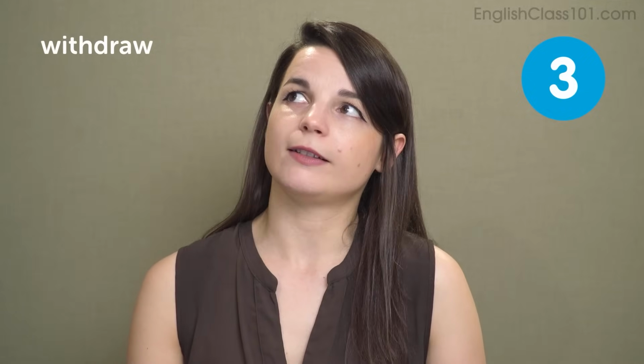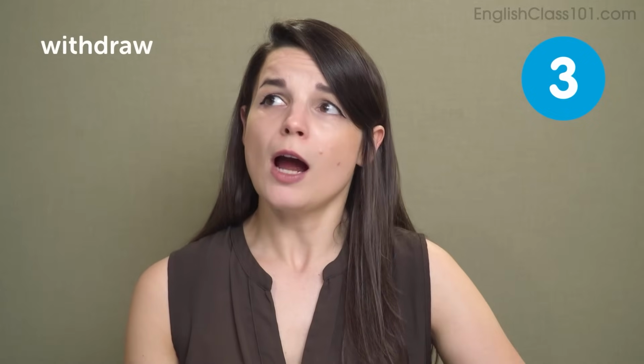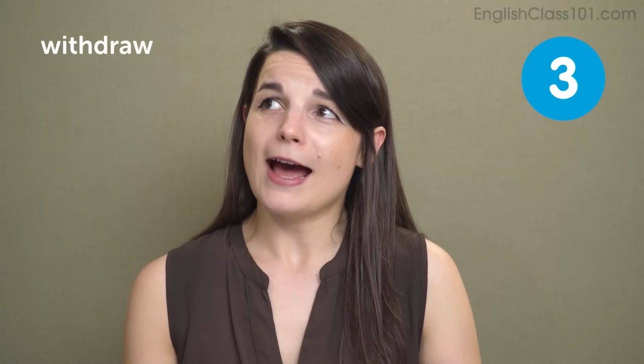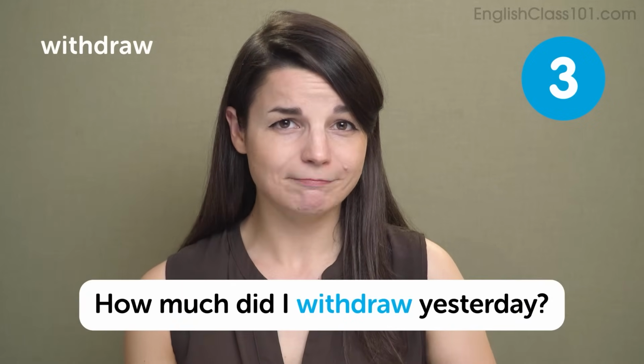So some example sentences like, I need to make a withdrawal. By the way, that's the noun form, withdrawal. A withdrawal is the noun form of the word withdraw. I need to make a withdrawal. I'm out of cash. Or, I withdrew, past tense, I withdrew way too much money and now I'm in trouble. Or, why did I withdraw my whole life savings? That was a terrible choice. In this sentence, how much did I withdraw yesterday?